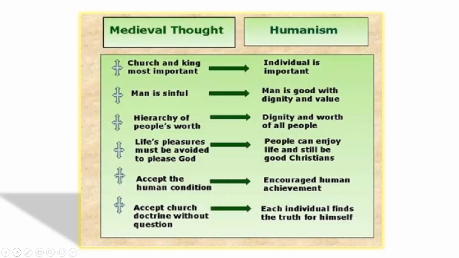Hierarchy of people's worth, and then dignity and the worth of people. Okay, so every individual has their own worth. Unlike before na ang pinaka binibigyan lang ng pansin are the nobles, the kings and queens, and the people in the churches. Okay? Accept human condition and then transition to encourage human achievement. Accept church doctrine without question. However, in the age of humanism, each individual finds truth for themselves. So it is not just the church's subject. Okay.